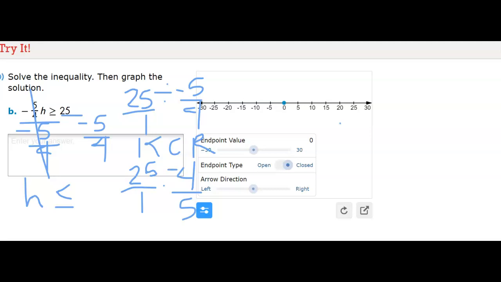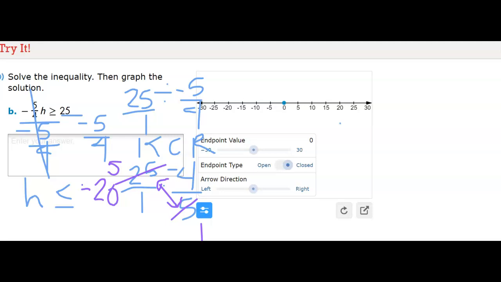And then I like to simplify first. I say that every time. So I look diagonally across. 5 and 25 have a greatest common factor of 5. So that becomes a 1, that becomes a 5. Now when I multiply straight across, it's already simplified. So 5 times negative 4 is 20. It's going to be negative 20. And then 1 times 1 is 1. So h is less than or equal to negative 20.